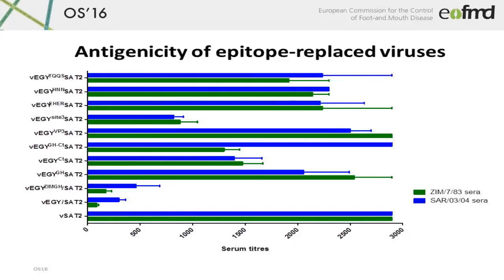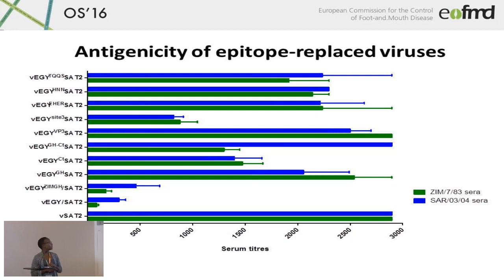Then we went on and used virus neutralization tests to test the antigenic distance of these viruses compared to VSAT2. We used homologous sera, ZIM7N3, and heterologous SAR304. In this case, we used SAR304 instead of the Egypt sera because we didn't have that, and because SAR304 has a broader neutralizing activity. For all the alanine scans, they show similar reactivity to SAT2.